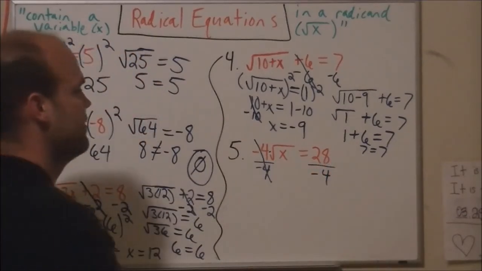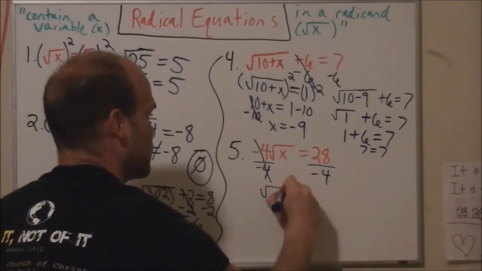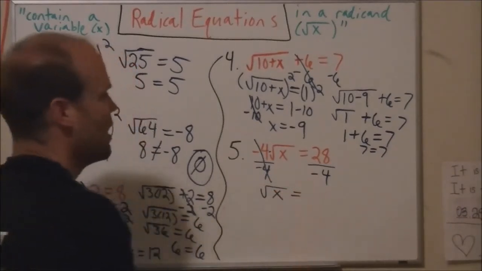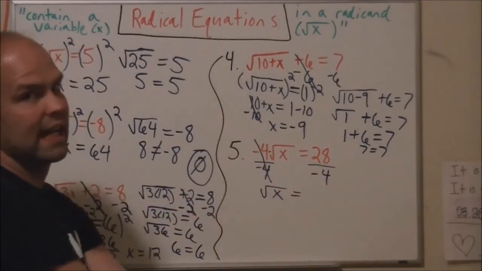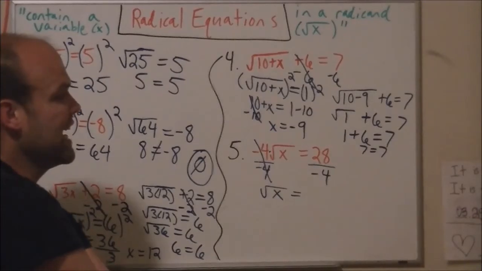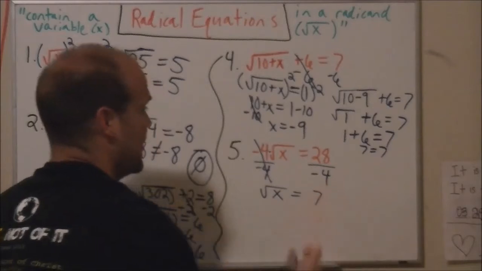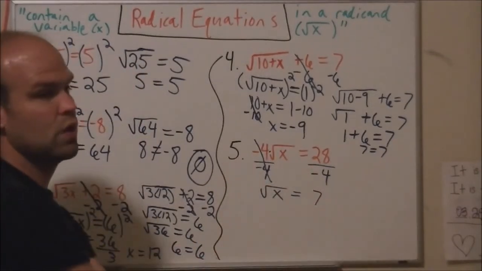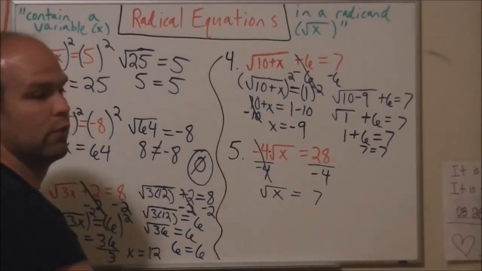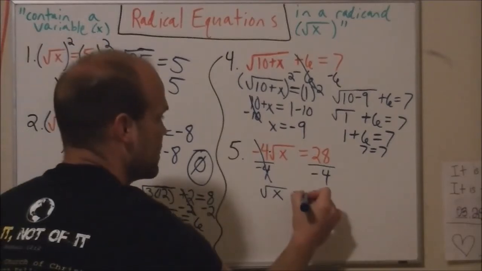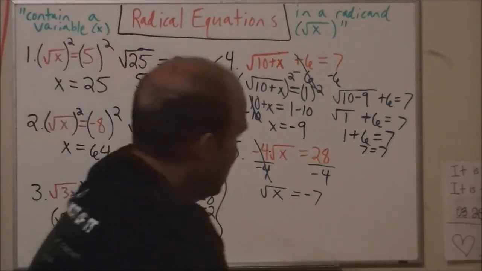And so what I have left is the square root of x equals, what's 28 divided by negative 4? Well, 28 divided by 4 is 7. And if you have one of two numbers that are negative when you're dividing or multiplying, that's always going to make you end up with a negative number.